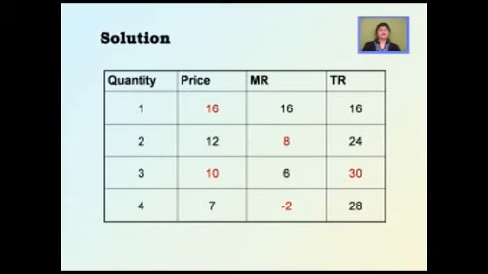Correct? And how do we calculate the MR now? For calculating the MR, we simply subtract the TR of the first unit from the TR of the second unit, that is 24 minus 16, which is 8. So for the second unit, MR is 8. Now that we have 30 with us, and we know that TR for the fourth unit is 28, 28 minus 30 would be minus 2. And with this, our whole chart is complete, and we have been able to solve the numerical very well.